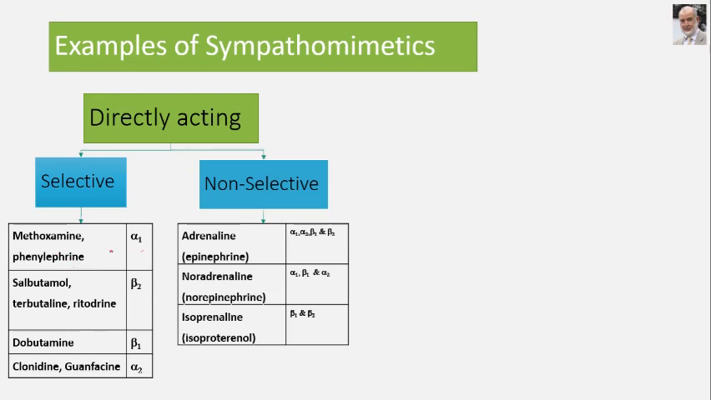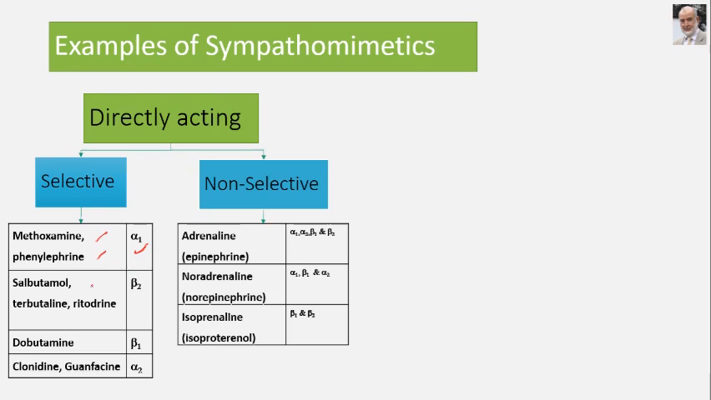Methoxamine is mainly an alpha-1 agonist, and we have to point out that selectivity is not absolute. In normal therapeutic doses they are selective, but in high enough doses they become non-selective. Methoxamine, in a normal dose, is more of an alpha-1 agonist. Phenylephrine is another same example. Methoxamine and phenylephrine are alpha-1 agonists.